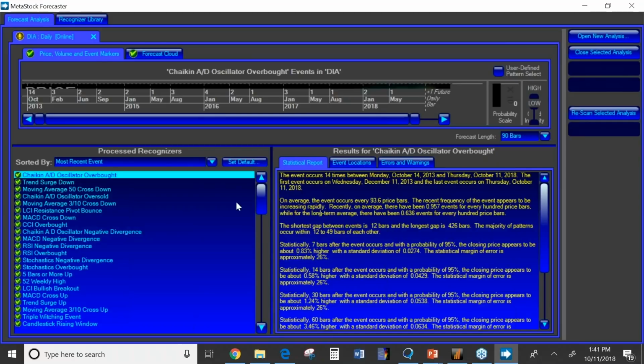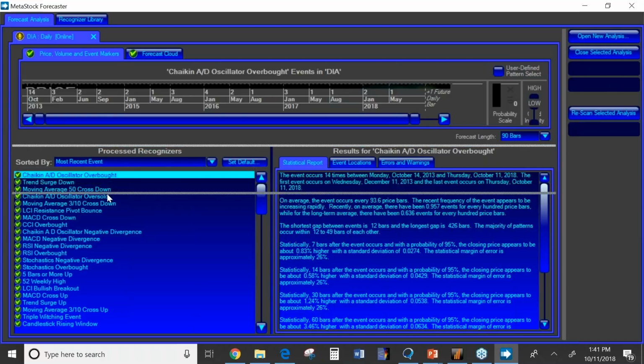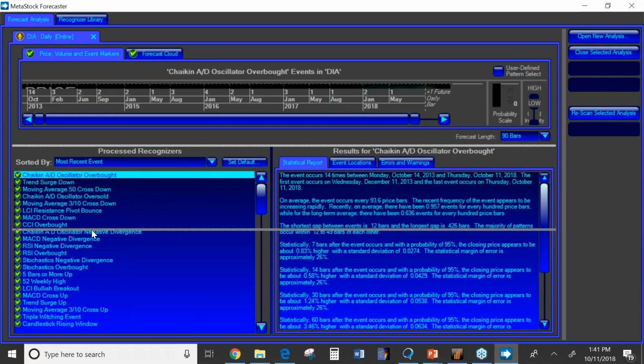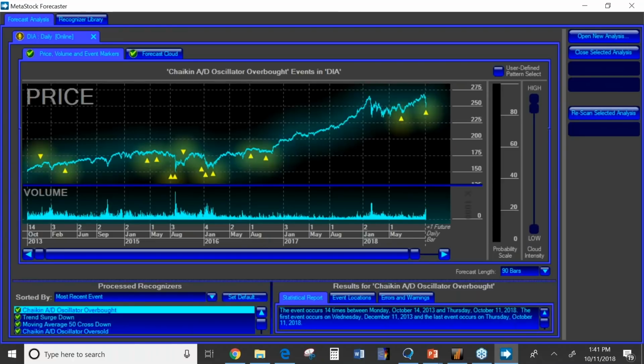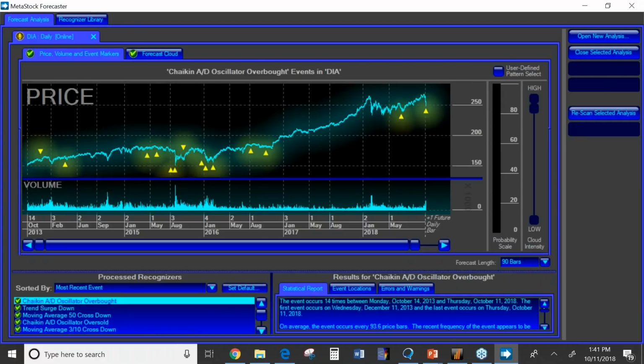What we've got here is the most recent thing that happened: it found a Chaikin AD oscillator in an overbought condition. It also found a trend surge down, and a moving average 50 cross down. I'm going to move this down. So these are the most recent events that have happened in the forecaster engine. And you see this Chaikin AD oscillator, it just happened yesterday with yesterday's price activity.